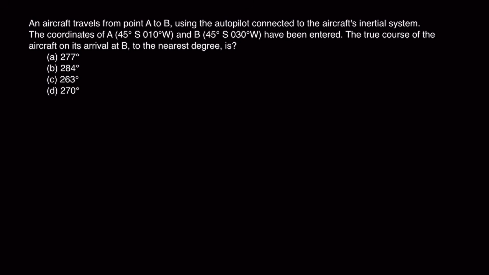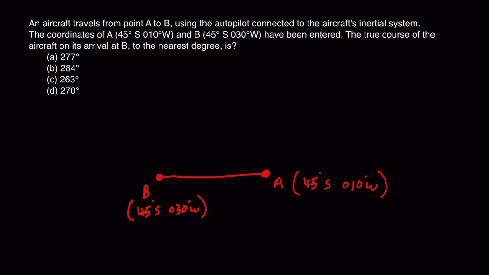Okay, let's plot A and B. So A is over here. Let's say 45 south, 010 west. B is also on 45 south and it is 030 west. So B will be west of A on the same latitude. So this is B, 45 south, 030 west. Okay, A and B on this parallel of latitude, the two longitudes, and we're talking about the southern hemisphere. So this will be the great circle. If I'm going from A to B, these will be the arrows.